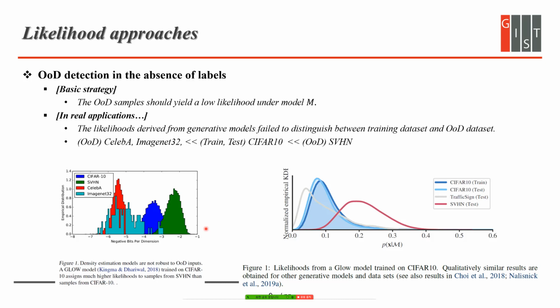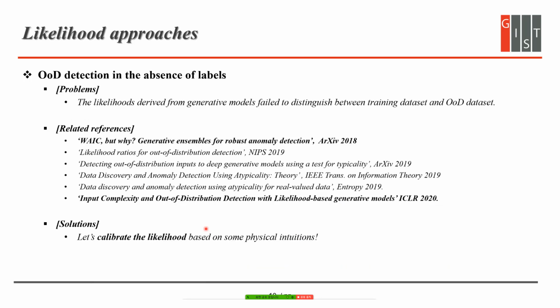So recent papers talk about these issues, and the problem is that the likelihood derived from the generative model fails to distinguish between the training data set and the OoD data set. Many papers talk about this problem, and the ones we are talking about are these two papers.